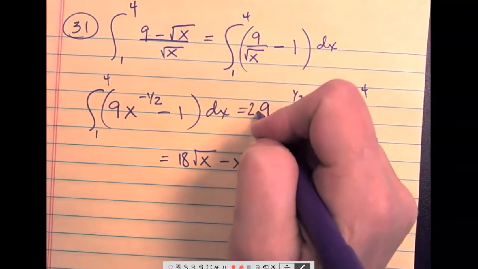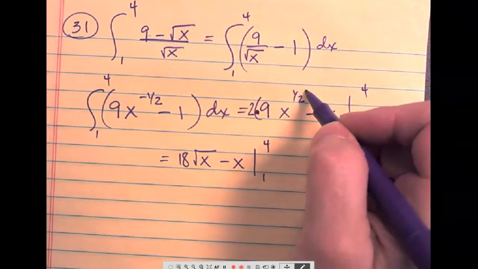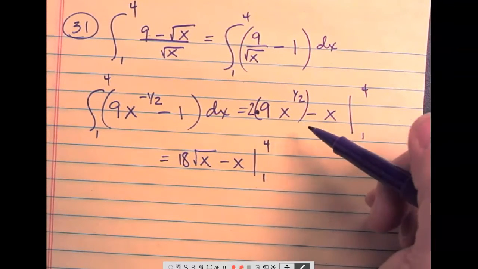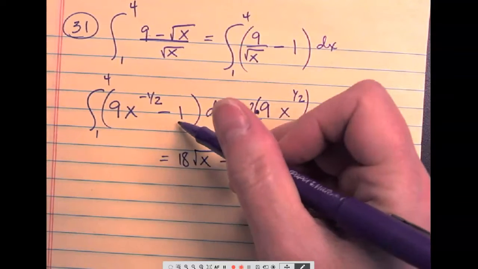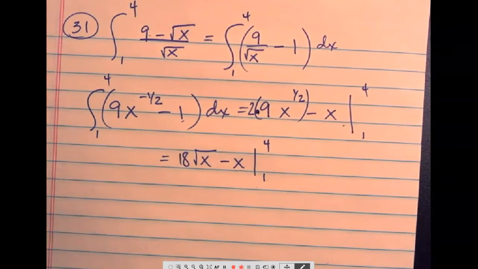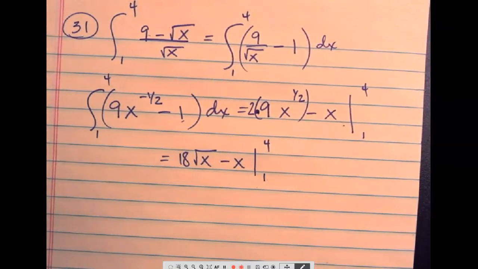That's 2 times 9. Where'd I get the 2? This one? Antiderivative of 1. Did you take the derivative of it? Any other questions before we move on?